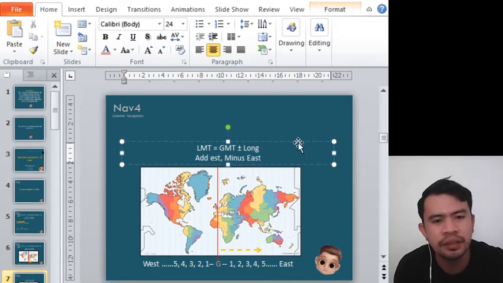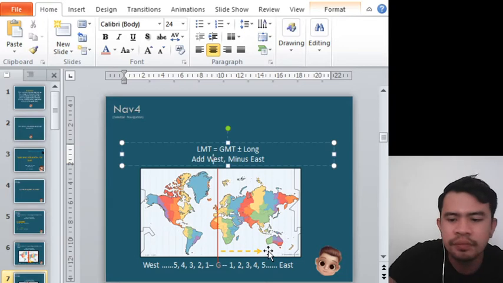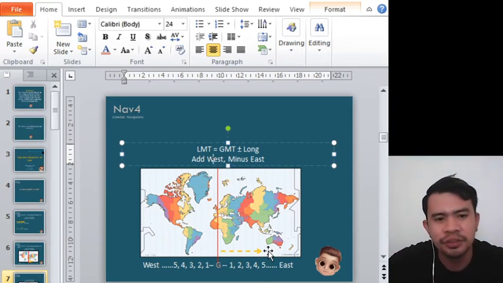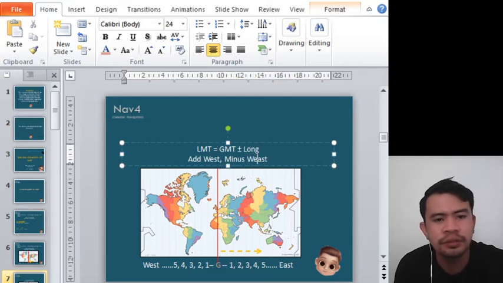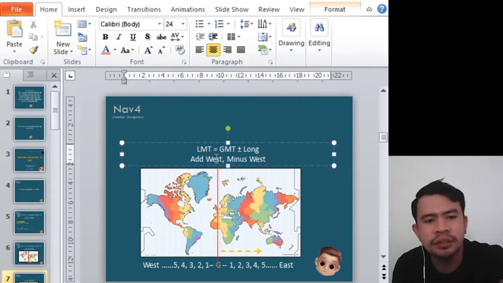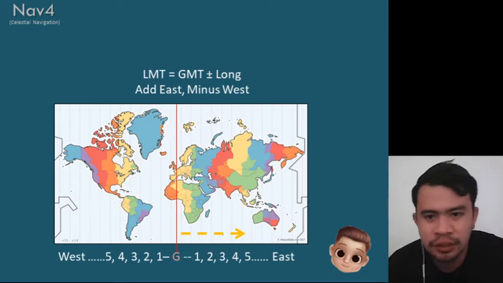Wait a moment. Because this is LEG minus east. Gel, this is GEL plus, so we have here minus west, and this is... Sorry for that interruption. So, yun po.